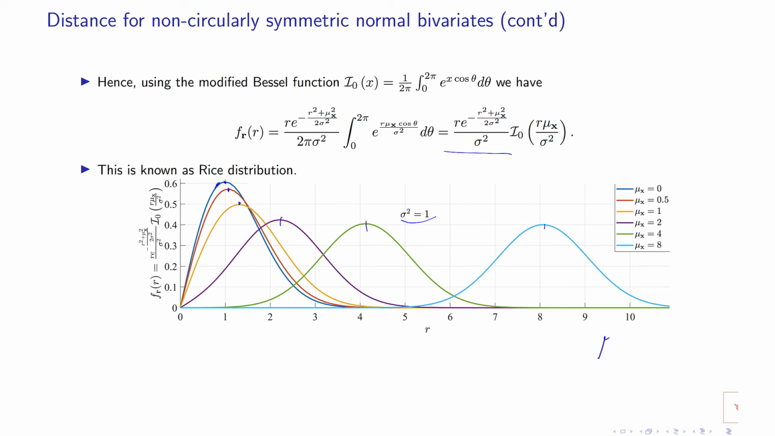As mu increases and becomes large enough, this shape becomes more and more similar to a Gaussian distribution. It can be approximated by a Gaussian distribution. Obviously, a Gaussian distribution should go to minus infinity, but this function is only correct for r being positive and is equal to 0 for r being negative. So this distribution is known as the Rice distribution.